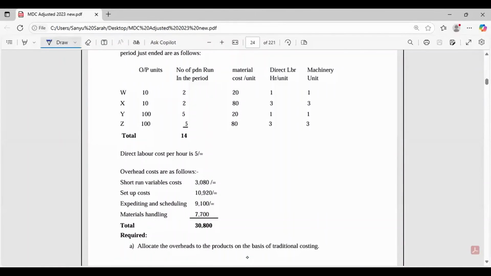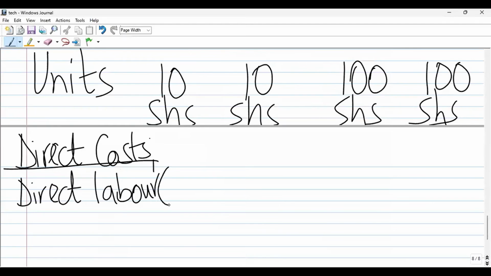Direct labor hours per unit. So for us, we need labor hours, not labor hours per unit. We need labor hours, but the labor hours given to us are per unit. So what I'm going to do is show direct labor, brackets, working 1.